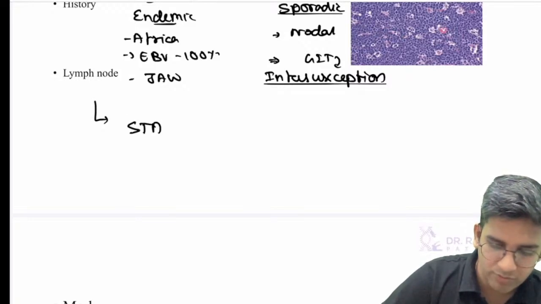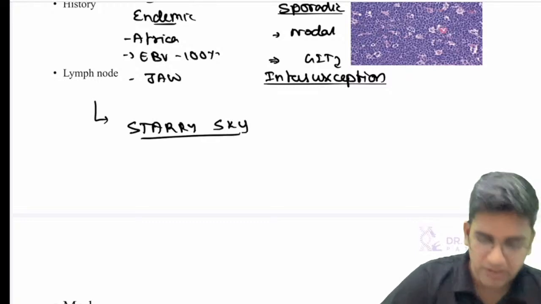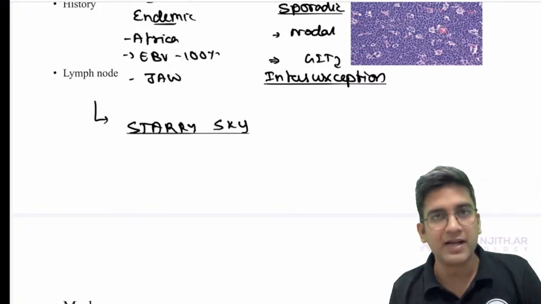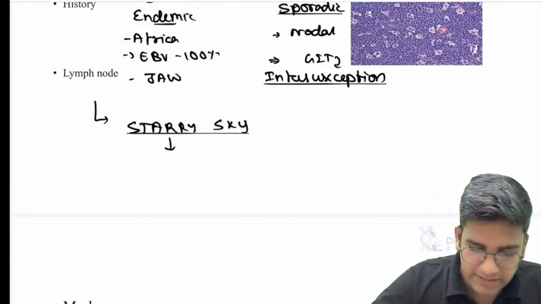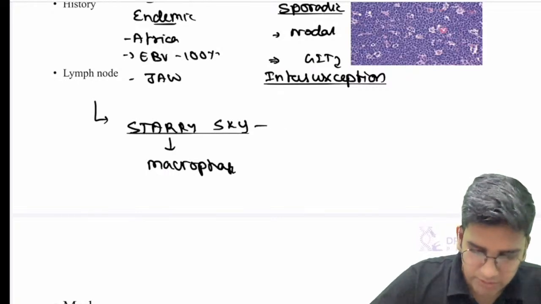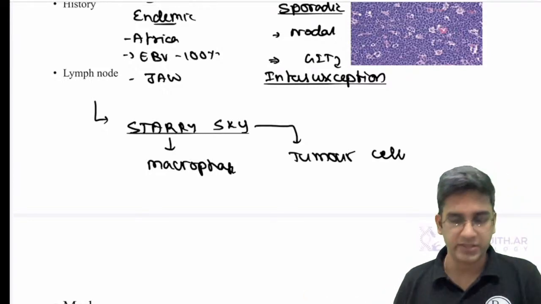because everyone knows about the lymph node of Burkitt's. It's a classical starry sky appearance. If you want to expand starry sky, the stars, the white areas, are the macrophages, and the sky, the blue areas, are the tumor cells, right? So the star is nothing but the macrophage, or the tingible body macrophage. The sky here is the blue tumor cells, fine? That's a classical starry sky appearance, fine?